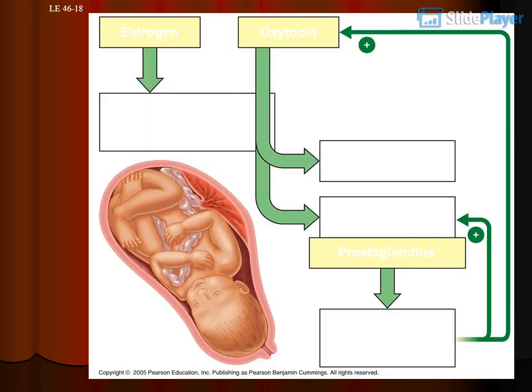Estrogen. Oxytocin. From ovaries, from fetus and mothers. Estrogen. Oxytocin. From ovaries, from fetus and mothers. Posterior pituitary. Induces oxytocin receptors on uterus. Positive feedback. Stimulates uterus to contract. Stimulates placenta to make prostaglandins. Prostaglandins stimulate more contractions of the uterus.